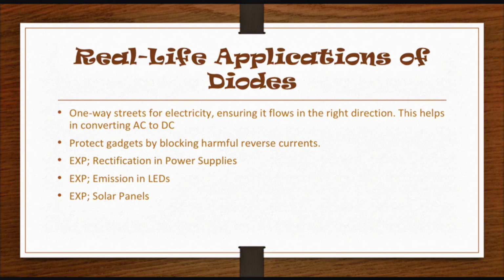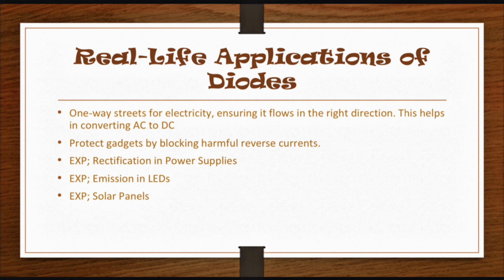Firstly, rectification in power supplies. In power adapters and supply units, diodes are arranged in what's called a bridge rectifier. These setups ensure that regardless of the direction of the input AC, the output is always DC. This is essential for any device that runs on DC power.